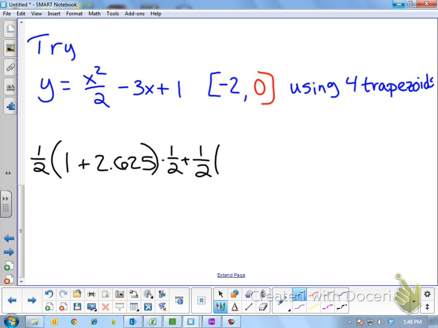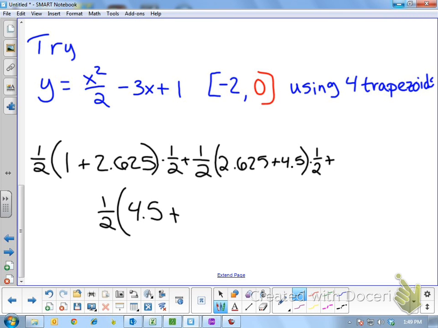times 2.625 again. This time we plug in -1. -1 squared, so 1/2 plus 3 plus 1, 4.5. So 9/2 or 4.5? 4.5 times 1/2 again, plus, I'm going to write it down below because I'm running out of room. 1/2 times 4.5 plus, this time we plug in 6.625. I got that as well.